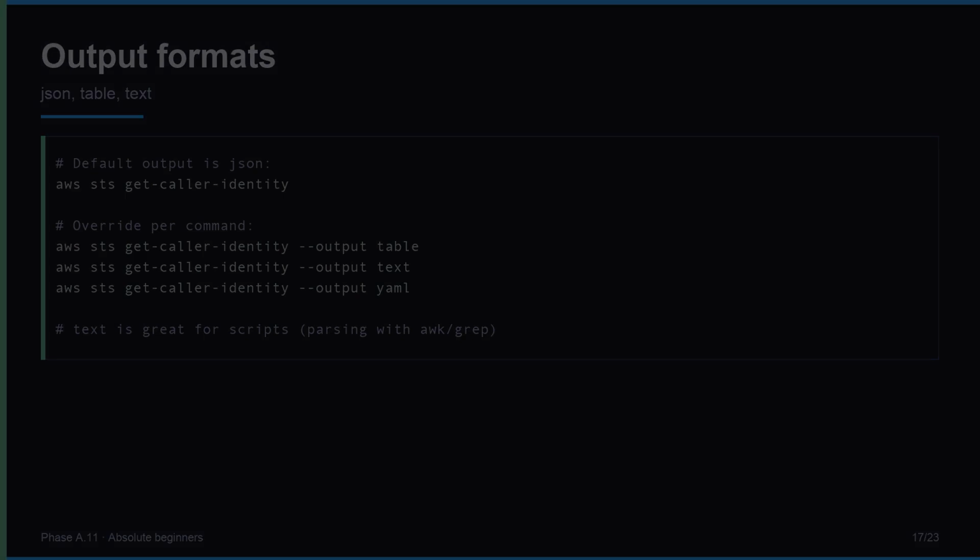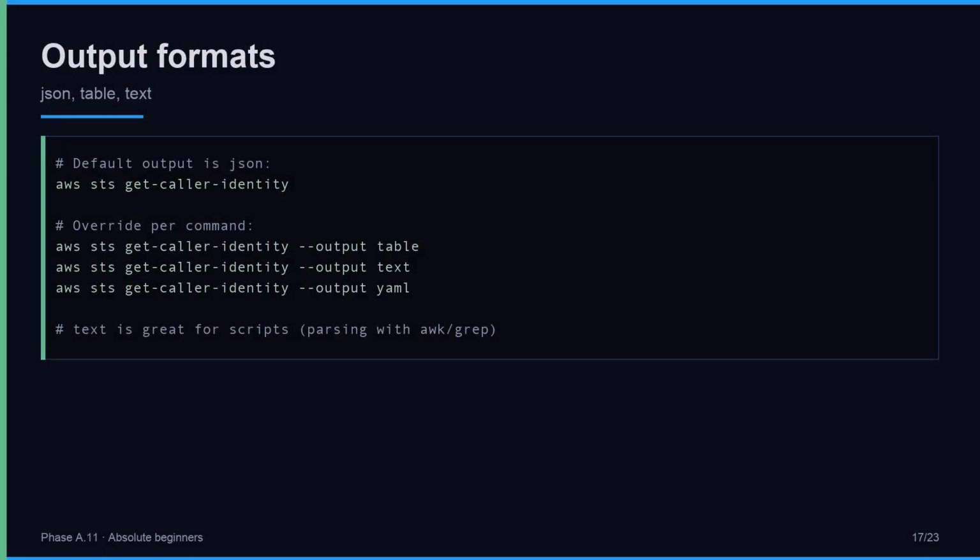Pick per command. The default output format is JSON, which is easy to read and easy to parse in Python. But you can override it per command with --output. Table format draws a nice human-readable grid. Text format returns plain values on one line, which is useful when you write a shell script that pipes the output into another command. YAML is another structured format. For this course, keep the default JSON. It matches what your Python code receives from Boto3, so the terminal and the script stay consistent. JSON is the default.